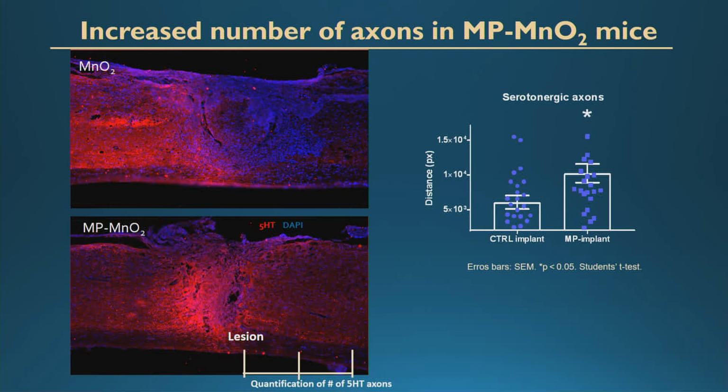We were able to see more axons extending caudally to the lesion in the methylprednisolone group and going longer distances, as I intend to represent in this graph here. This is 1 month. All this histological data is at 1 month post-injury.